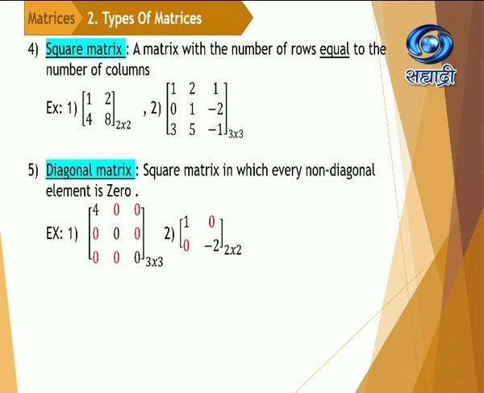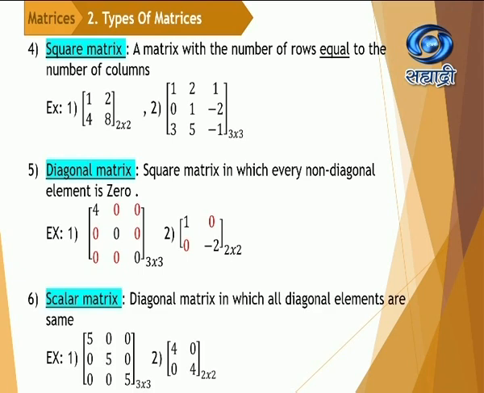Here diagonally we have 4, 0, 0, but the condition should be that non-diagonal elements are zeros. Second example is with 2 cross 2 order: 1, 0, 0, minus 2. Scalar matrix: a diagonal matrix in which all diagonal elements are the same.